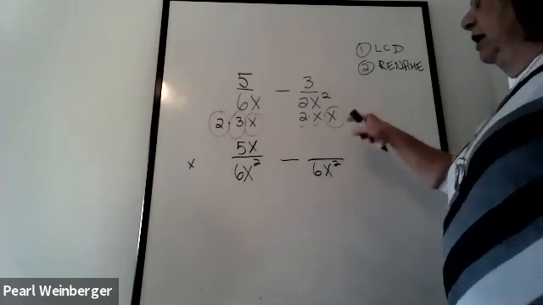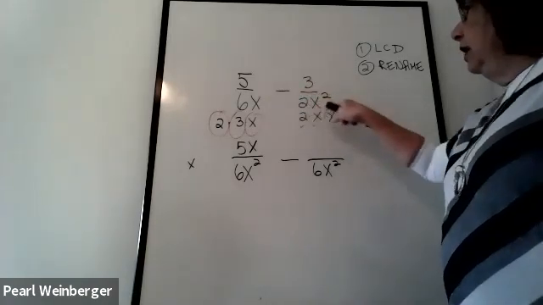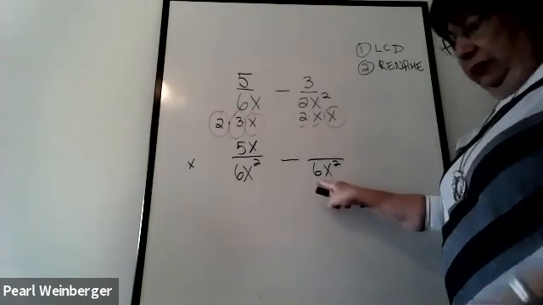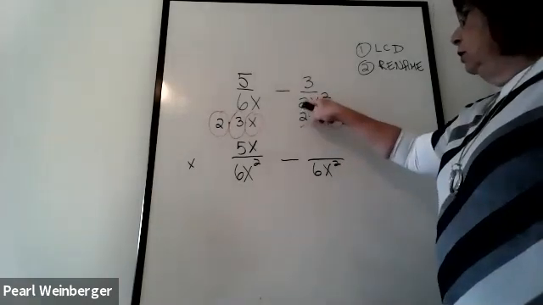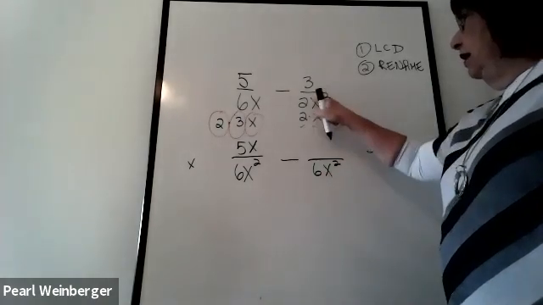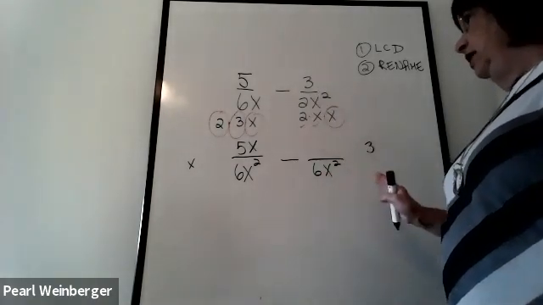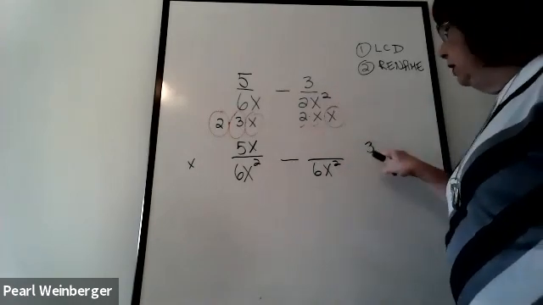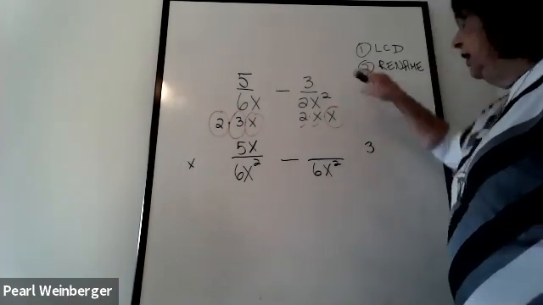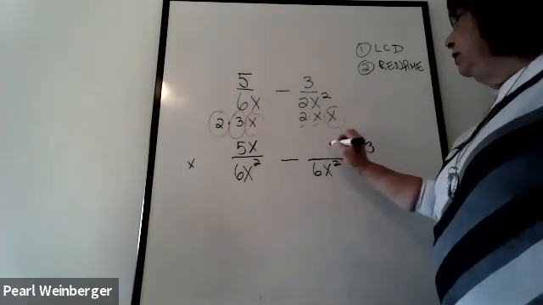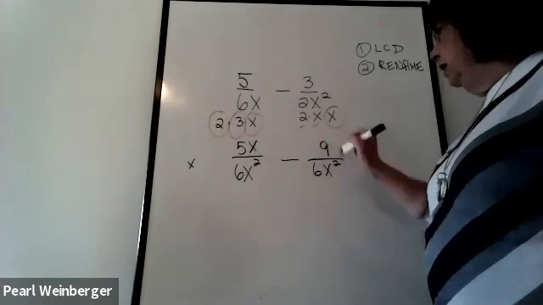Again, I do the same thing over here. My original denominator is 2x squared. I'm going to divide it into the 6x squared. 2 into 6 is going to give me 3. X squared into x squared cancels out. In other words, to go from 2x squared to 6x squared, I had to multiply by 3. Therefore, I have to multiply the numerator by 3 as well, and 3 times 3 gives me 9.